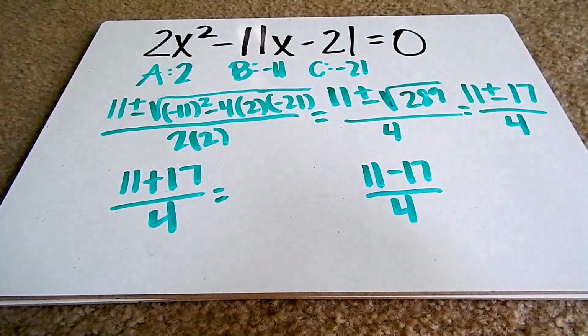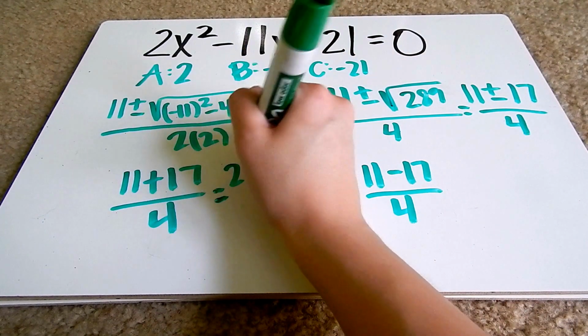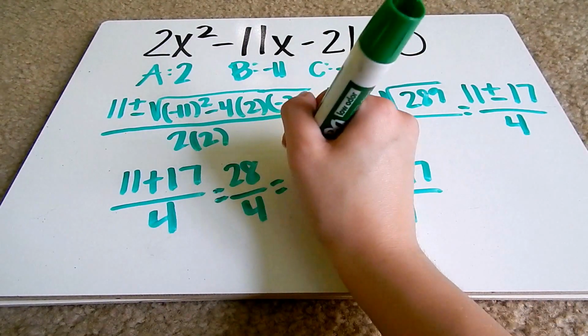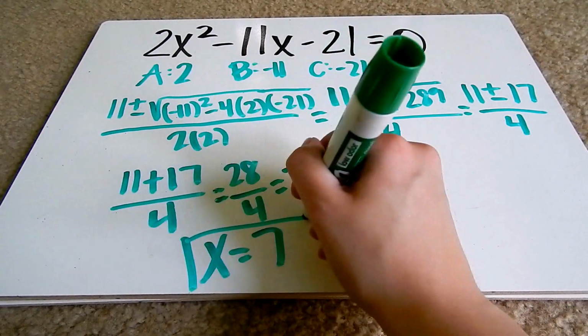You always want to figure out what the top is first. So add first and then divide. 11 plus 17 is 28. Divide that by 4 and we get 7. So one of our answers is x equals 7.